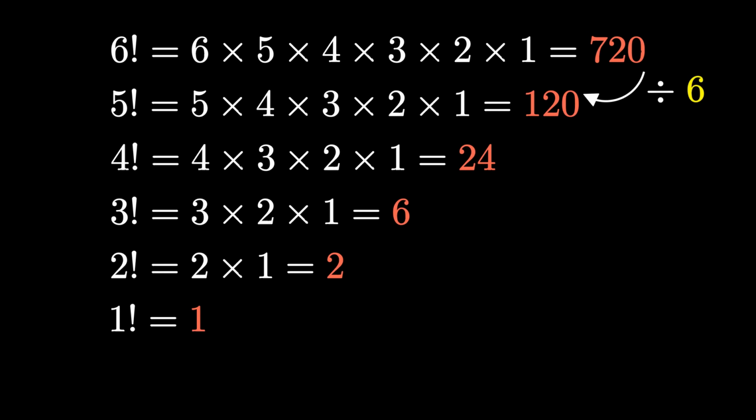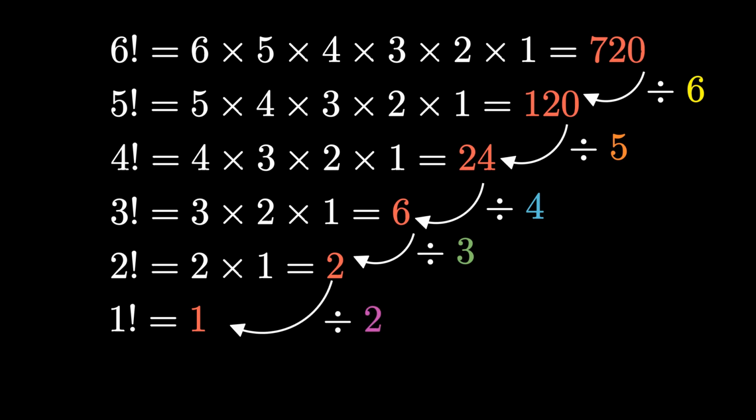To get from 5 factorial to 4 factorial, we would have to divide by 5. To get from 4 factorial to 3 factorial, we would divide by 4. To get from 3 factorial to 2 factorial, we would divide by 3. And to get from 2 factorial to 1 factorial, we would divide by 2. If we pause for a second, you're probably noticing a pattern. Each time we divide to get to the previous factorial, we're dividing by one less each time. It's going like 5, 4, 3, 2.